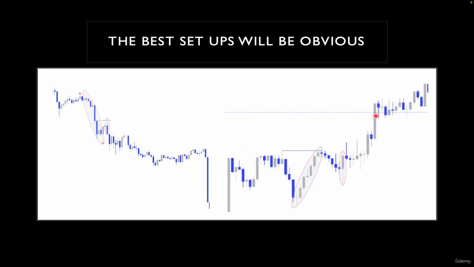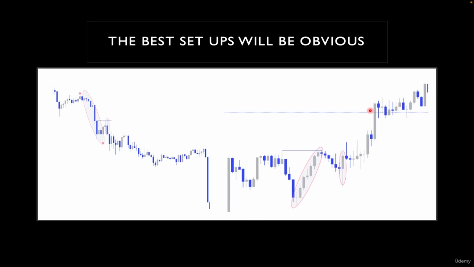Now, it's not always going to be obvious. I've pointed out a few obvious ones in the examples that I've used. But if it's not obvious, I would just say don't take the trade. The best setups will be obvious. And like I said before, if you stick to finding even 5 of these setups a month, you're going to be a profitable trader. Now, there's 5 steps in the process.